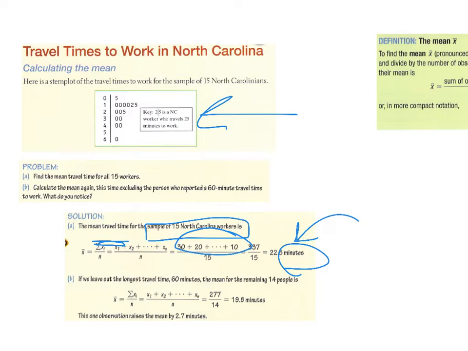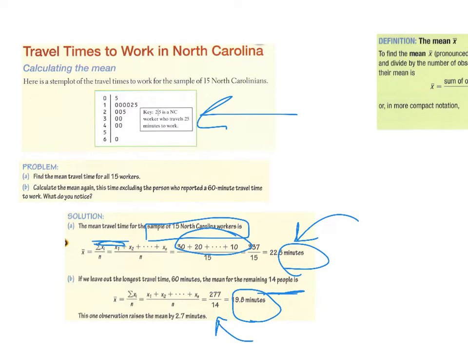Part B asks you to exclude the 60-minute one because that possibly could be an outlier. Now realize that you only have 14, so you'll be dividing by 14 instead of 15. Now we get a mean travel time for these North Carolina workers of 19.8 minutes. Having that one observation that is significantly higher than the others really can move the mean. It shifts the mean by 2.7 minutes.